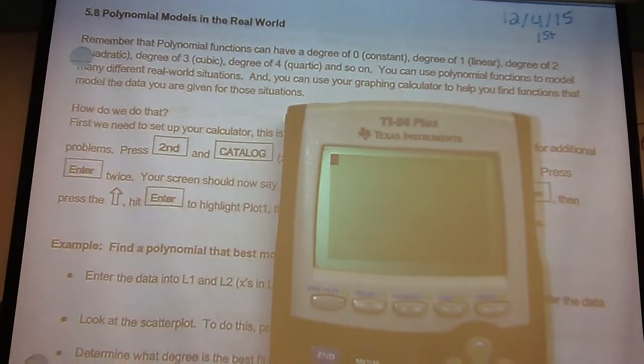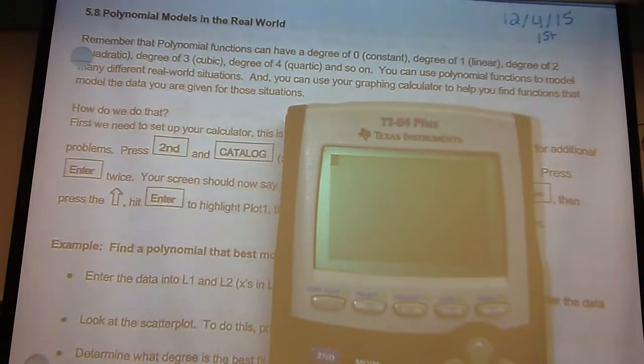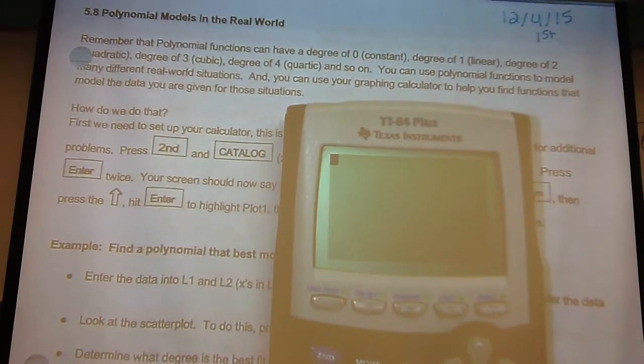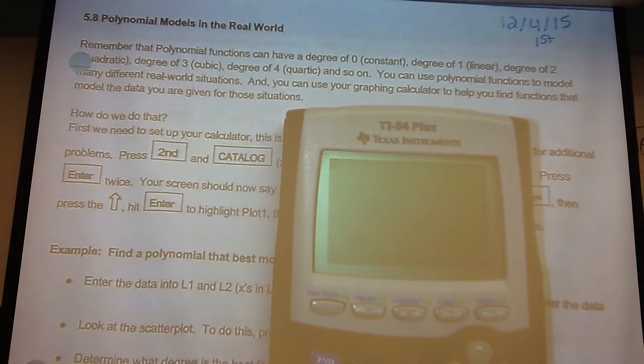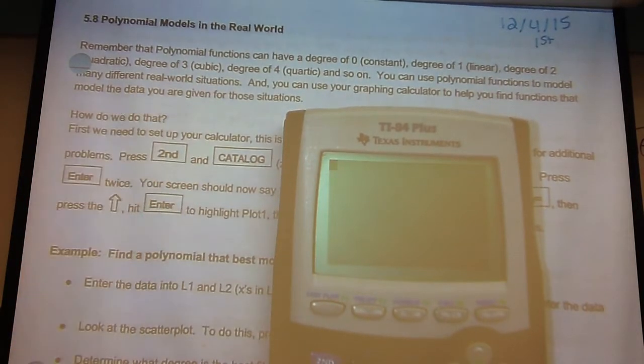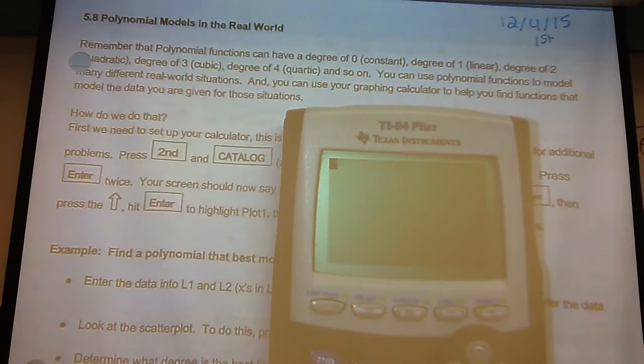So today we're going to talk about polynomial models in the real world. So this is where we take what we've been learning and apply it to real life situations. We need to do some setup for our calculator in just a second, but first I want to remind you that polynomials will be different based on their degree.